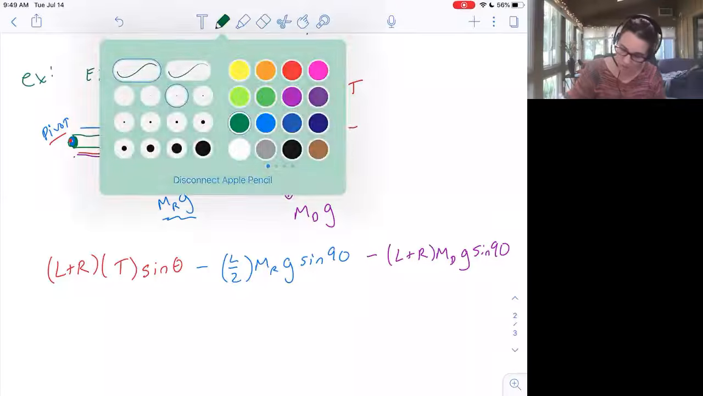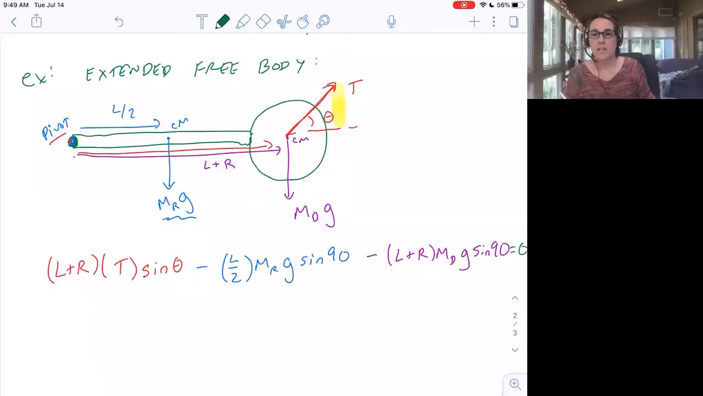And then I can go ahead and set that entire thing equal to 0. And that's going to be an equation that I can use.